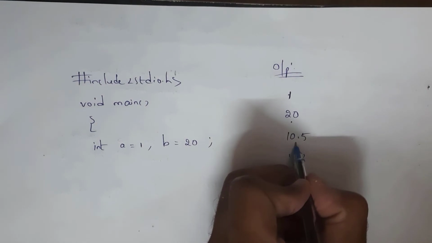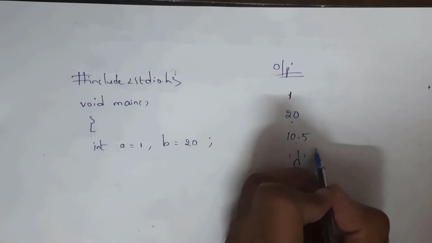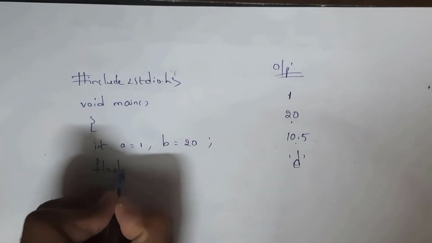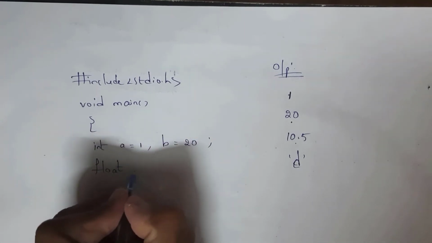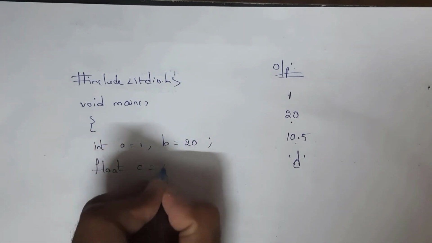And this 10.5 is a float value, so I need to take the data type float here. I already took variables a and b, so I'm taking another variable name, that is c equal to 10.5, semicolon.